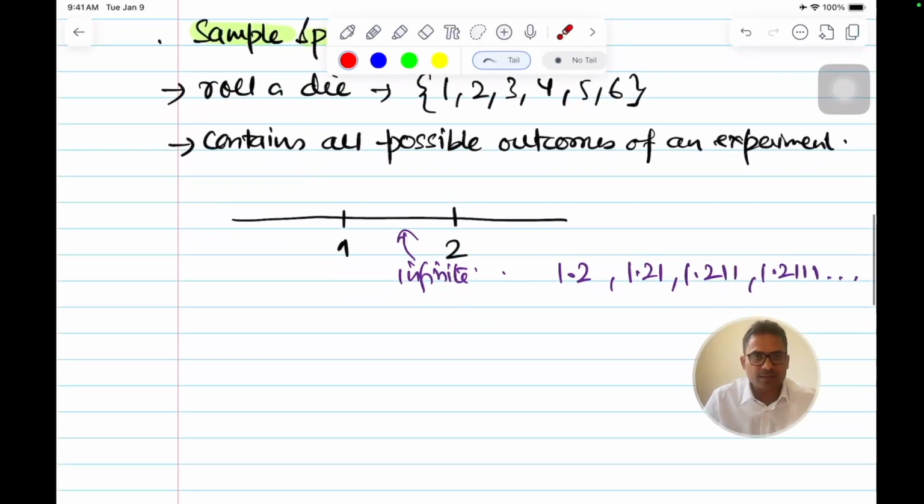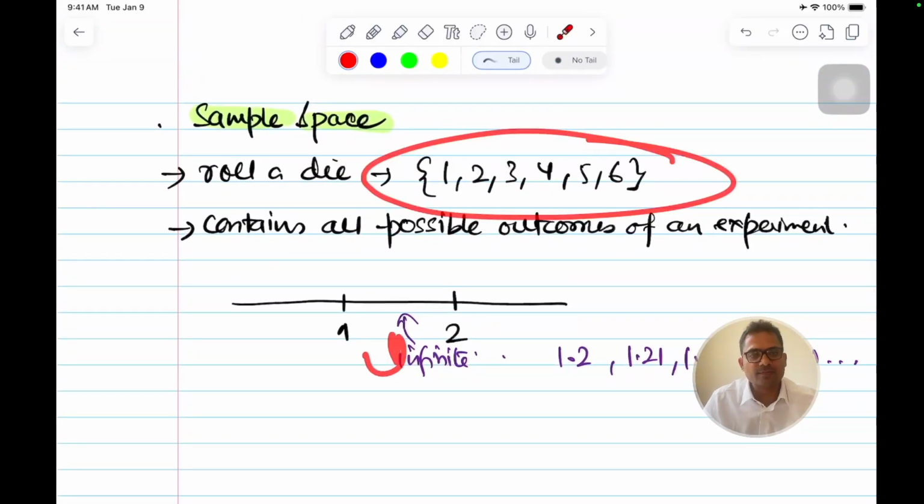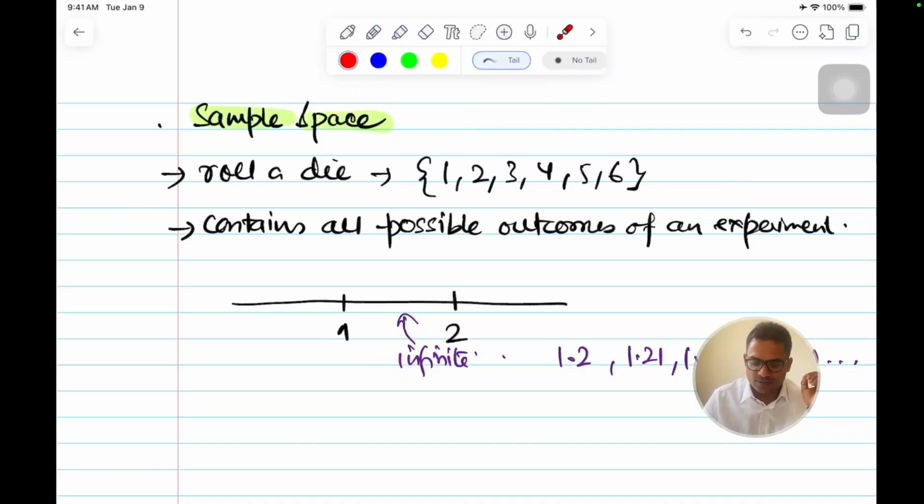I hope you understand what a sample space is. These are all the possible outcomes when you do an experiment. My experiment in this case is to find any number between 1 and 2, and there can be infinitely many such numbers. So this is the sample space.